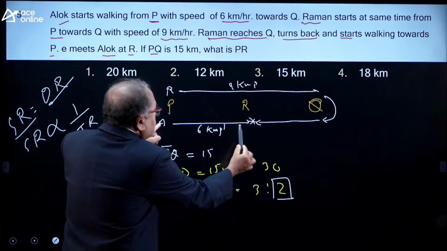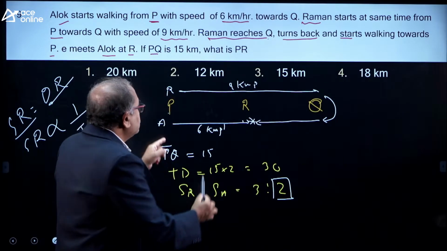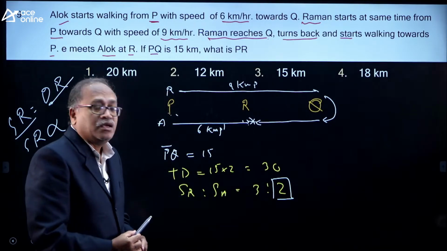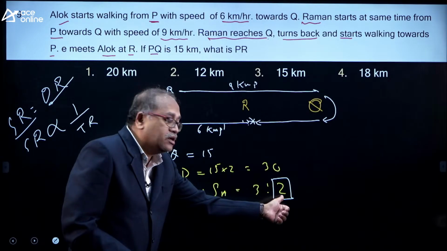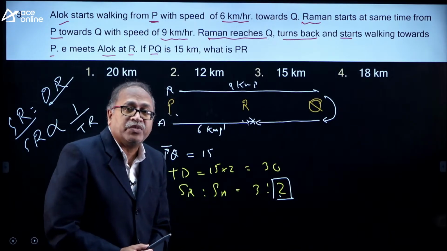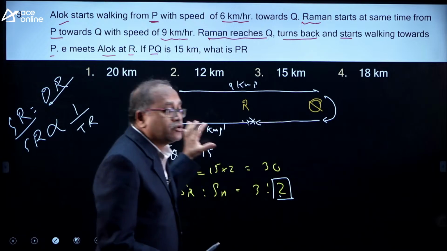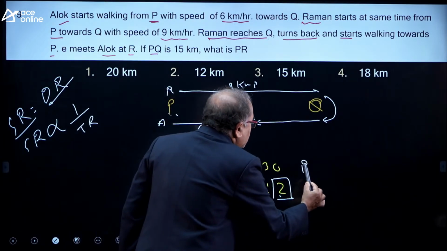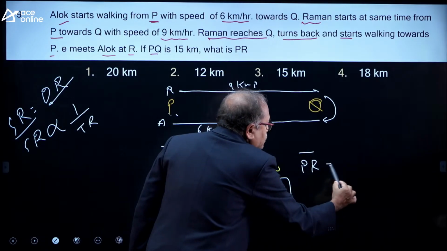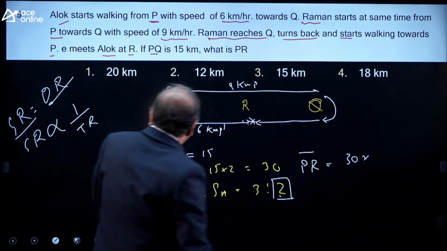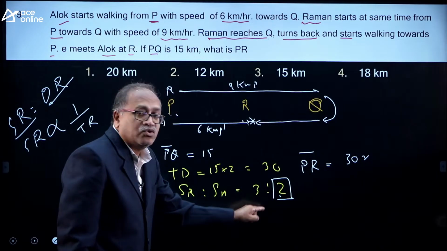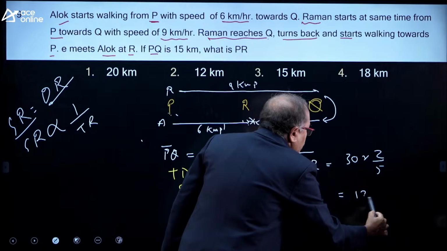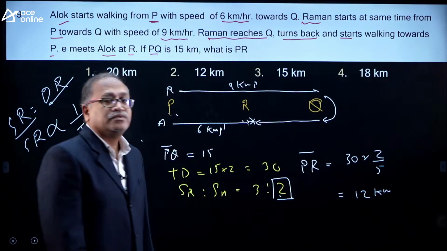Now, what is the distance between P and R? The distance covered by A is the distance between P and R. And how much distance does he cover? 2 parts out of 5 parts. What is the total distance? The total distance is 30. So, PR is equal to 2 by 5 of 30, which is 12. 12 kilometers is your answer.